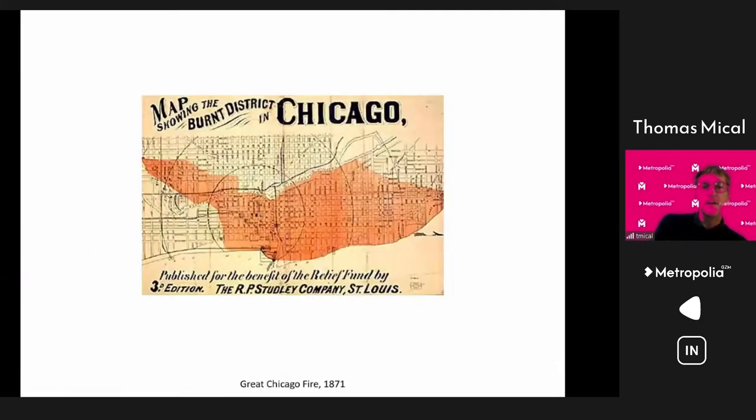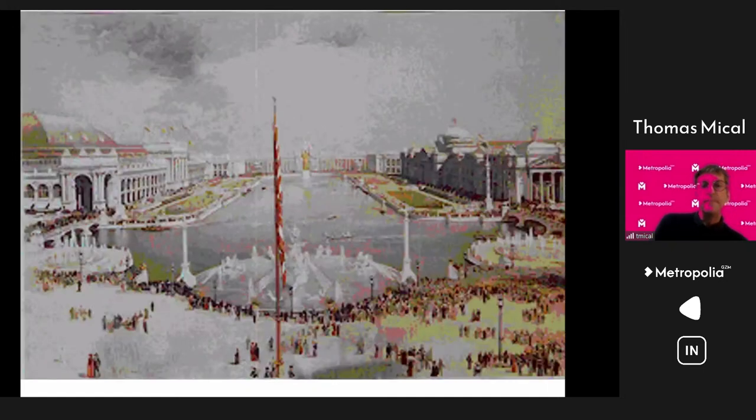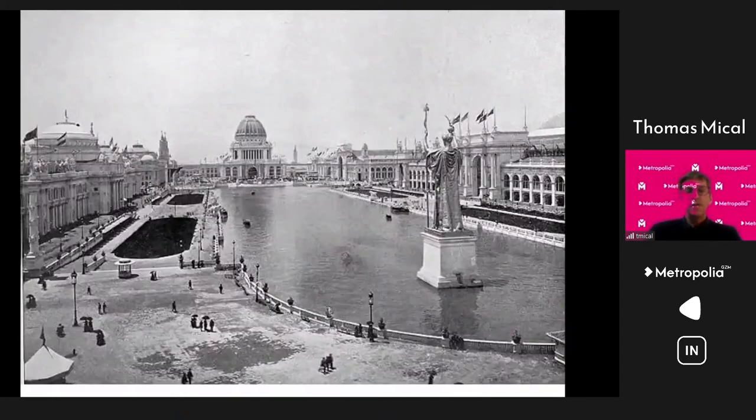Going through the fire images. This is a map of that area that was burned through. This is a quick stylistic impression of what changed after Sullivan. And that is the Great White Exposition of 1893.